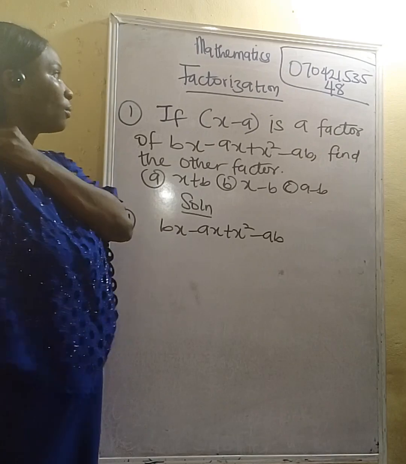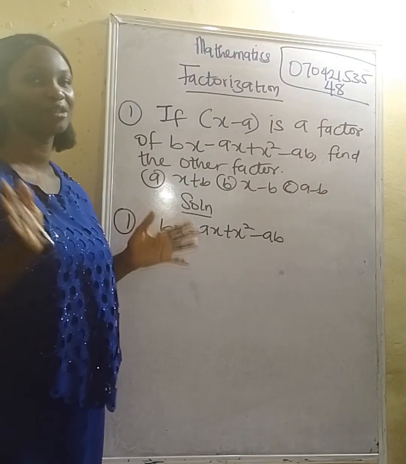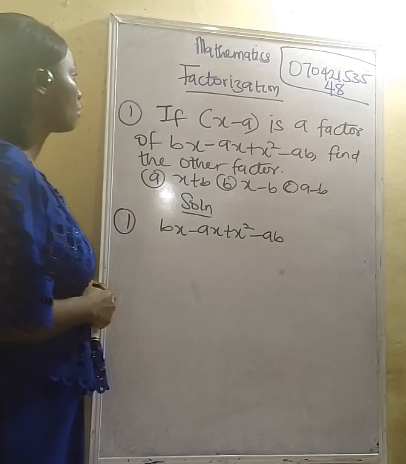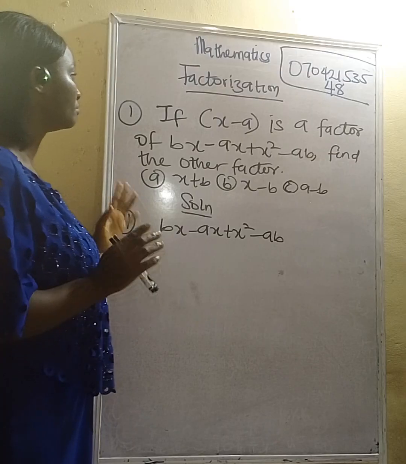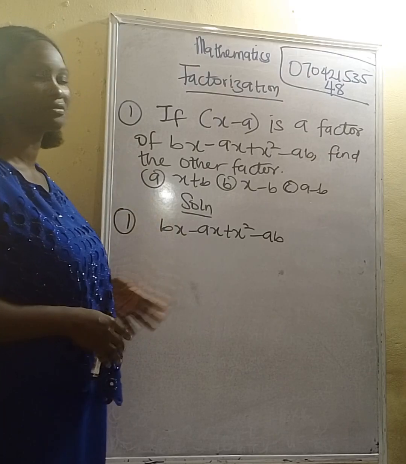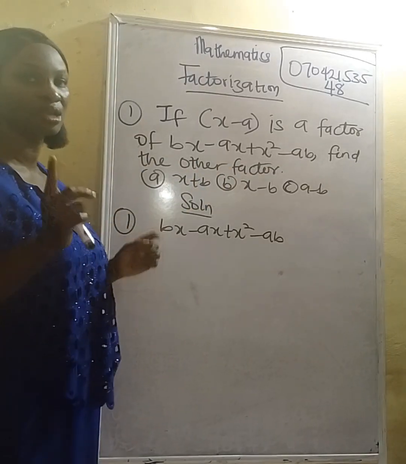Alright, so now on the board is factorization. Today we'll be treating factorization. Now on the board we have: if x minus a is a factor of bx minus ax plus x squared minus ab, we are asked to find the other factor. One of these options is correct.